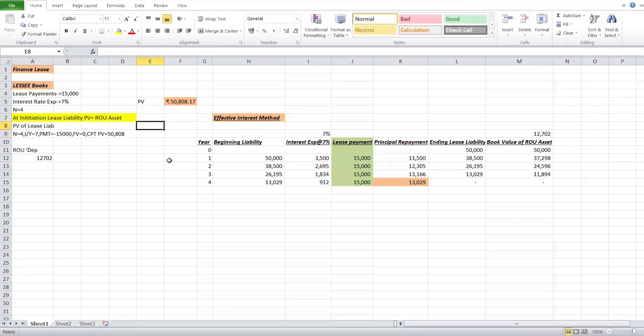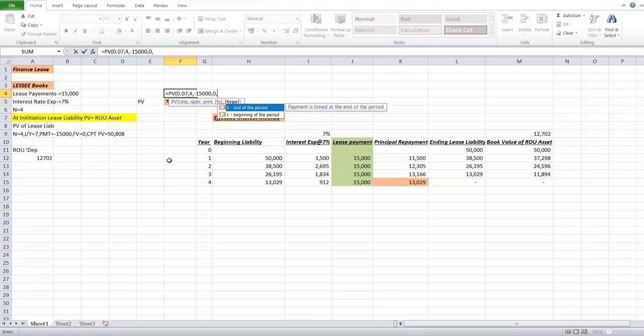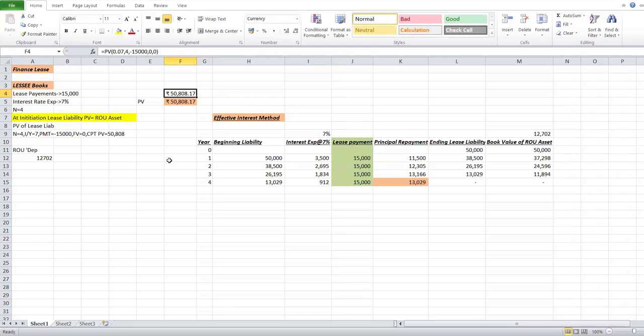But if you have to do it in Excel, this is the formula that I have used. Let me recreate it over here. The present value is nothing but the rate. The rate over here is 7, sorry, it's written as 0.07. Then nper is the number of payment periods, which is 4. Then the PMT, which is minus 15,000, comma, FV is 0, and again 0 for payments at the end of the period. Just press enter and it gives you the present value of 50,808 calculated in Excel.